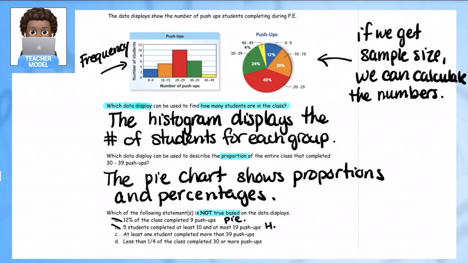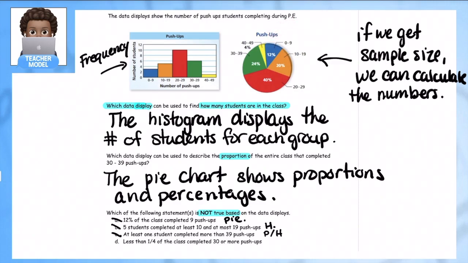At least one student completed more than 39 push-ups. So completed more than 39. All right, so I'm going to go to this one and I can see it. One student did do it, so I can see it there. And I can also see it as part of my pie chart, so that's telling me at least one student. So both displays tell me that at least one student completed more than 39, the pie chart and the histogram. If no students did it, it wouldn't be on my pie chart.